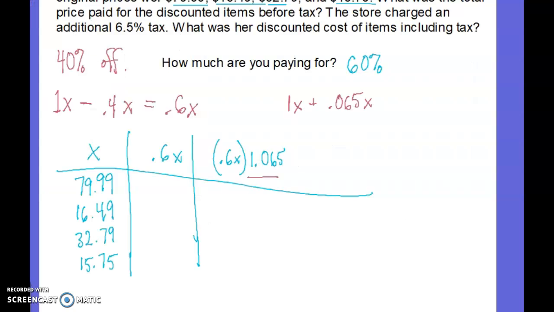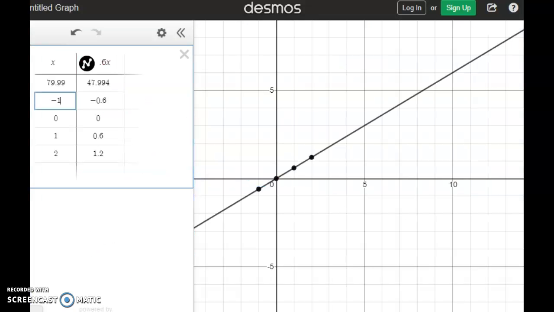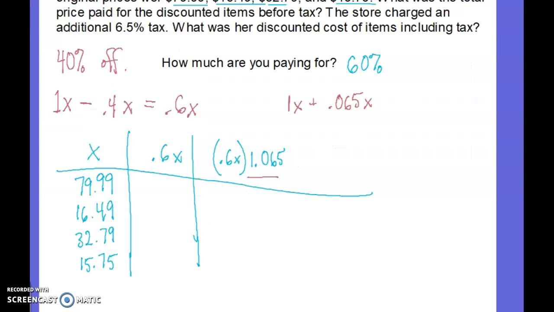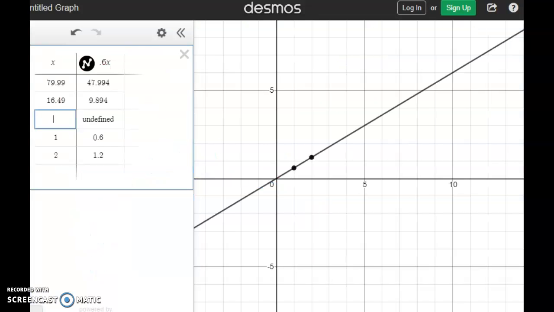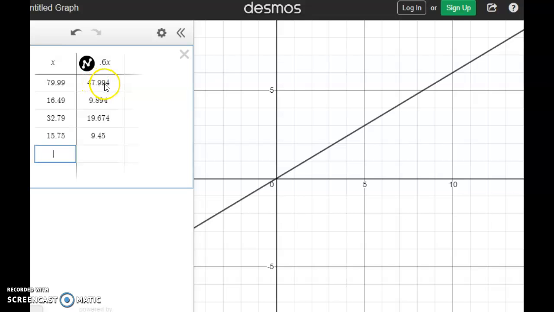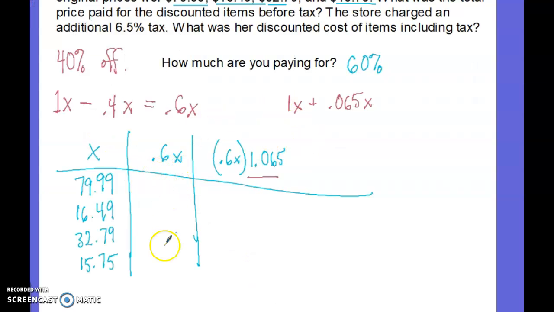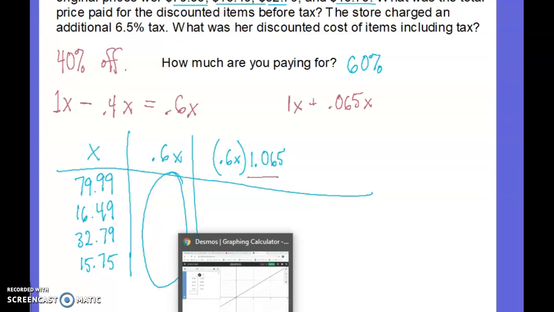What's the next one? $16.49. And then the next one is $32.79. And then the last one is $15.75. Let me just delete this last one because we don't need it. So you can see that you'll be paying $47.99, $9.89, $19.67, and $9.45 to finish up this table. But I'm kind of running out of time here, so I'm not going to copy that down. You just saw it. You should write it down though.